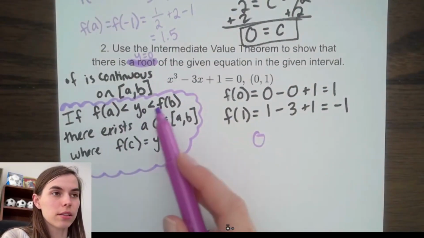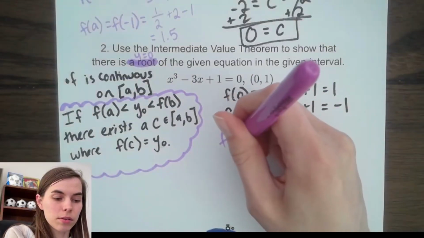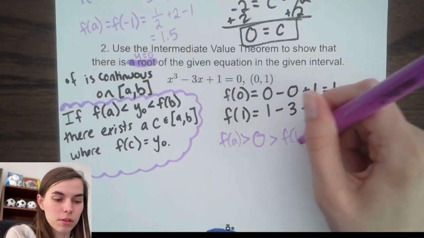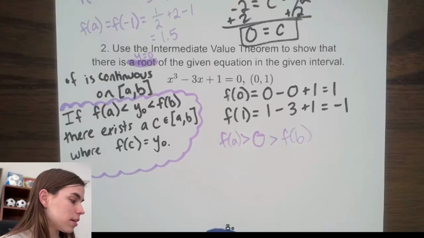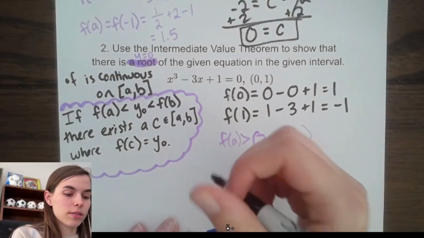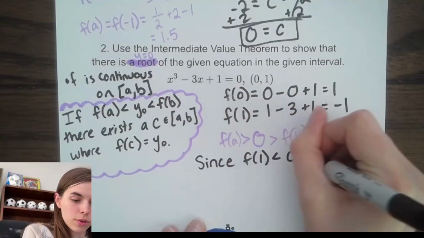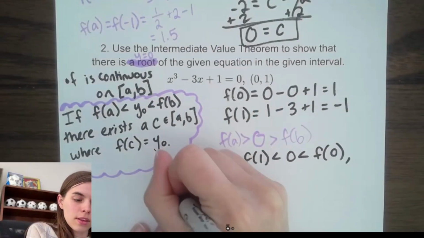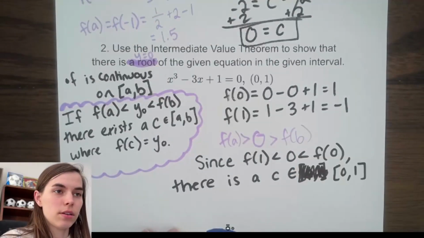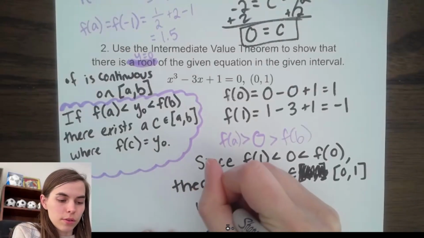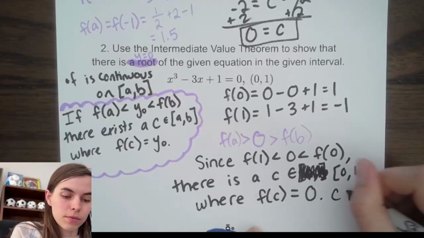And it doesn't have to be exactly in this order. We can have it be like this, which is how it is right now. That is totally possible. This tells us, since f of 1 is less than 0, which is less than f of 0, there is a c value in the interval from 0 to 1, where f of c equals 0. c is a root.